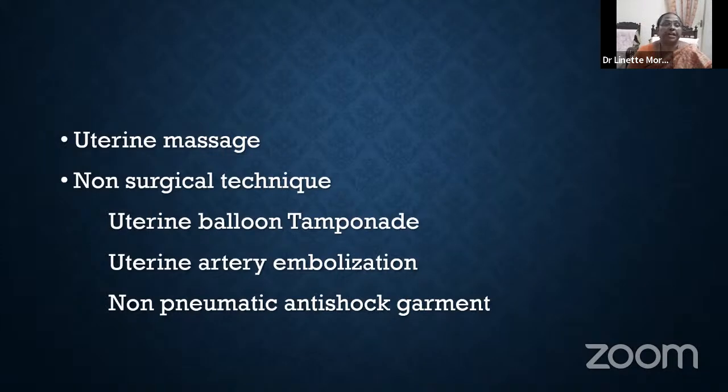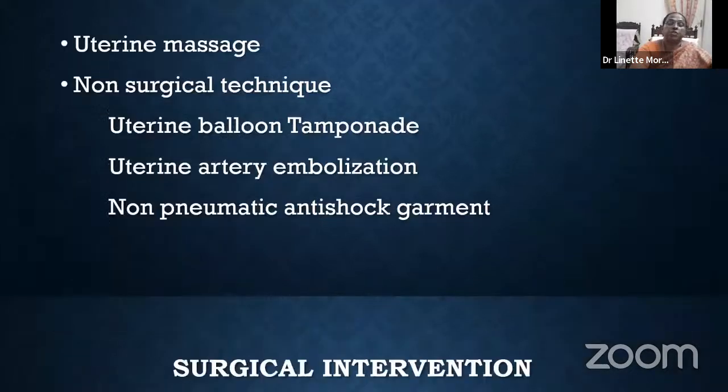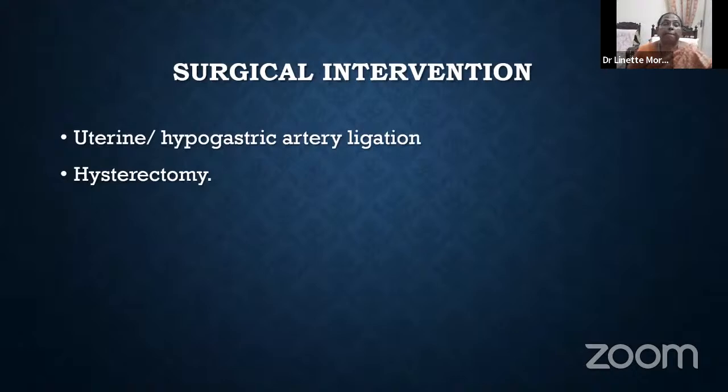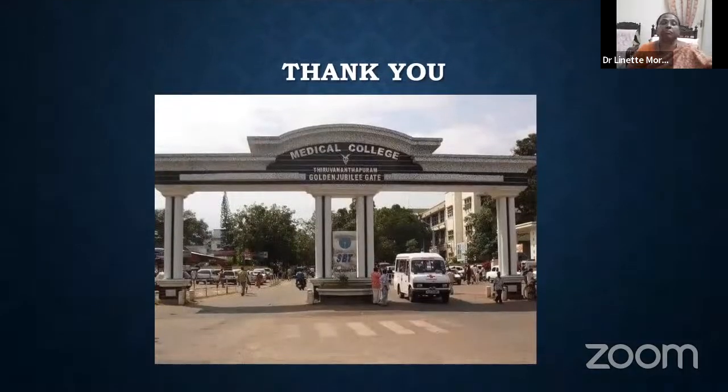Now, as mentioned earlier, non-surgical techniques like uterine balloon tamponade, uterine artery embolization, if we have the facilities and the personnel who are involved in it, then we have the non-pneumatic anti-shock garments, which are also on their way to use. Surgical interventions like uterine or hypogastric artery ligation can also be tried. And last but not the least, hysterectomy. Thank you.